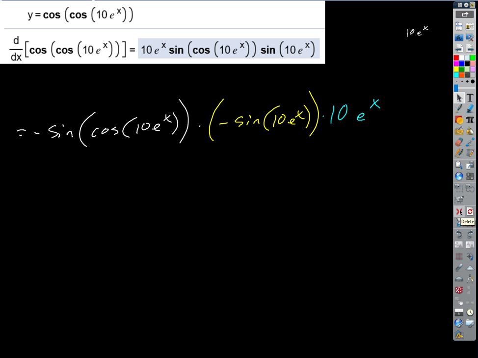We could clean this up a little bit if we wanted to. The negative times the negative would become a positive. That would be a good thing to do. We could put the 10 e to the x out front, but otherwise, we're done, right? That's all we really need to do. This is nice.